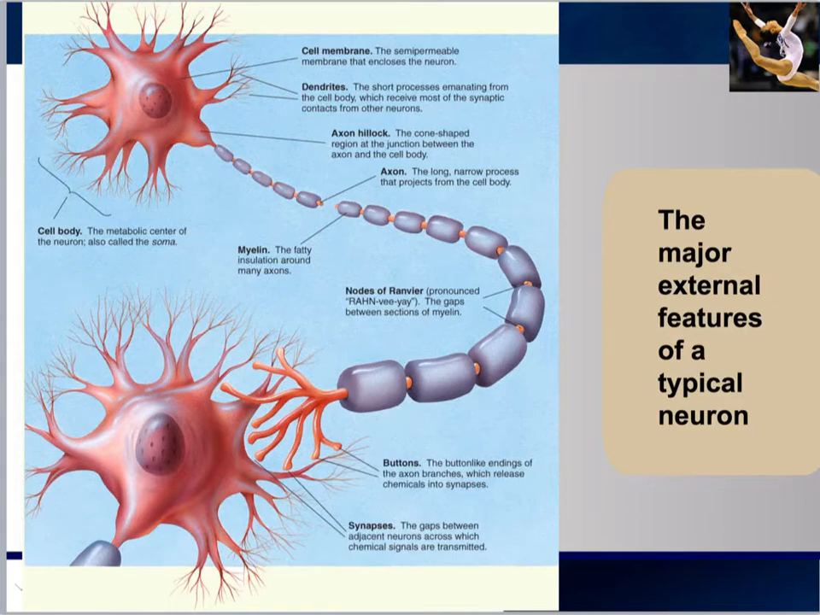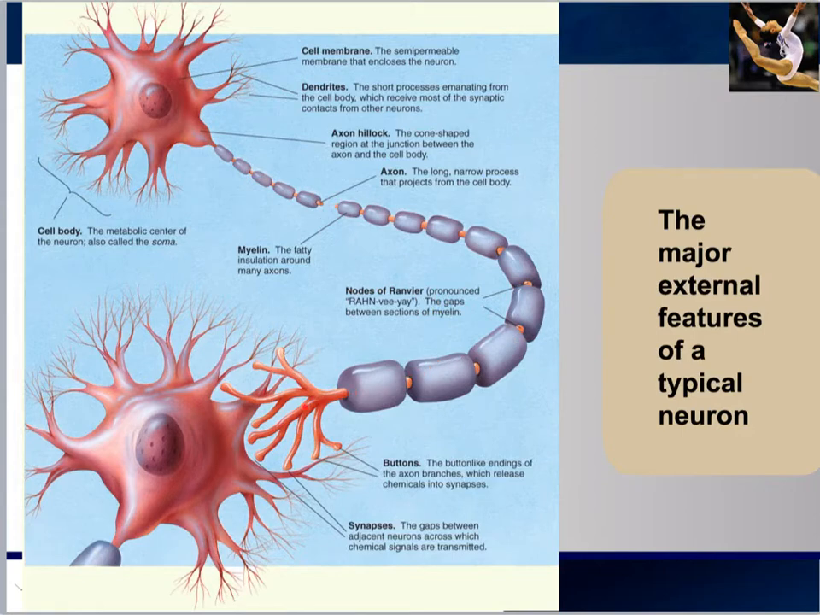In between each myelin segment, we have what is known as the nodes of Ranvier. This will come in handy when we get to chapter 4 and we speak of action potentials, excitatory postsynaptic potentials, and inhibitory postsynaptic potentials. So please note that the space between myelination is called the nodes of Ranvier.